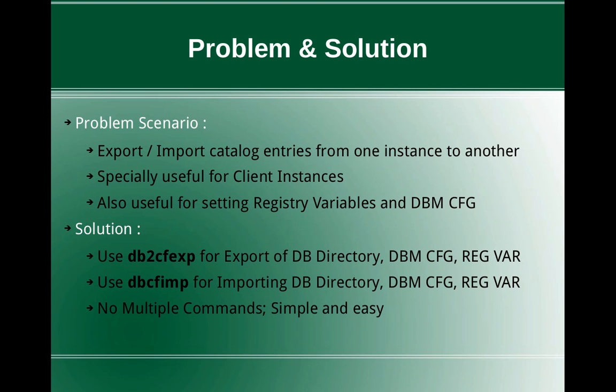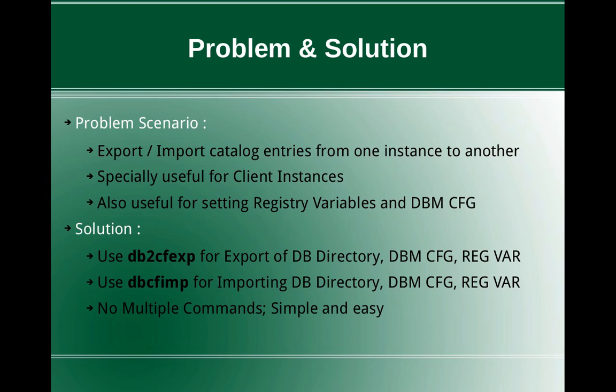Usually when you have a client instance, you connect to the remote database or remote instance. Let's say you have production, SIT, staging, UAT, and development instances. All these databases and instances you manage from a client instance. So there will be multiple catalog entries required for the client instances in order to access the remote servers. You will end up with 10 or 15 catalog entries.